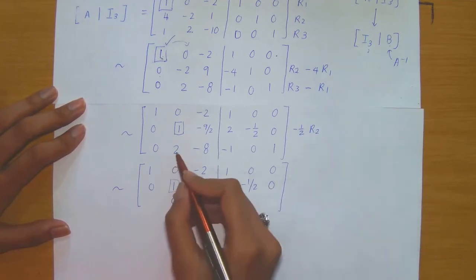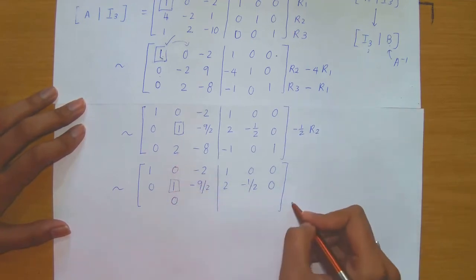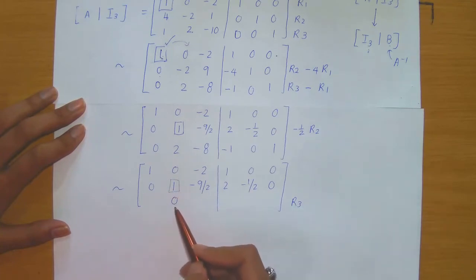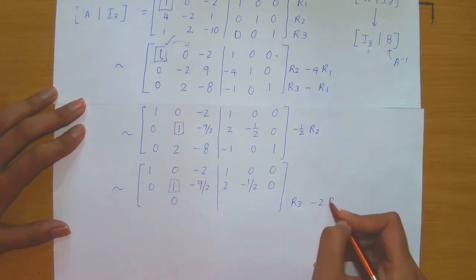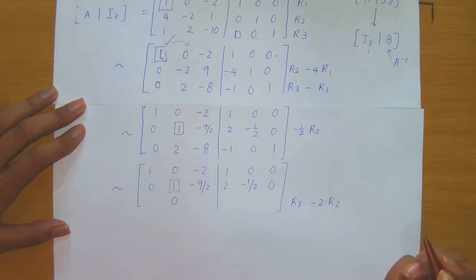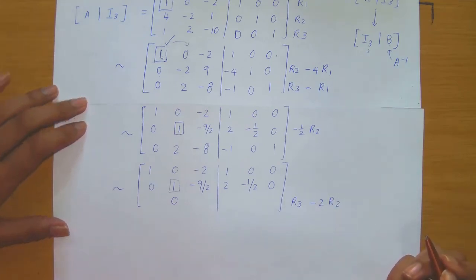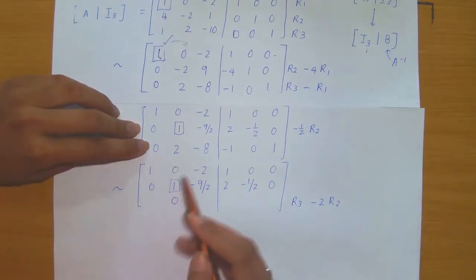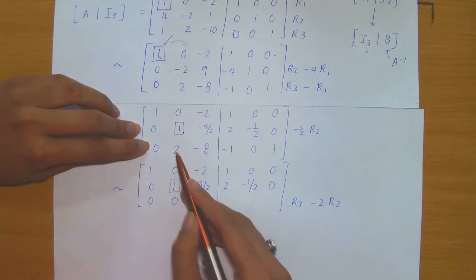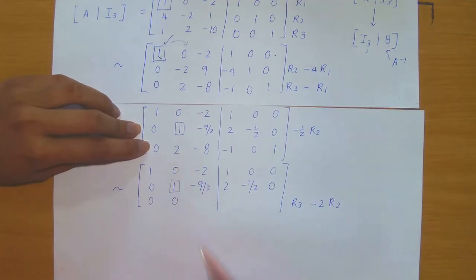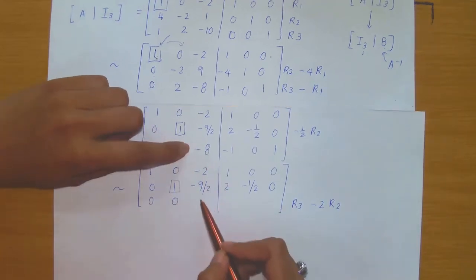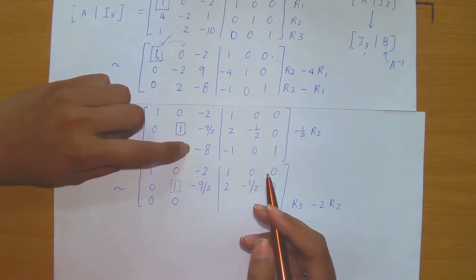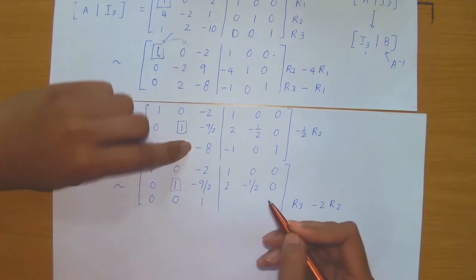So that 2, which needs to become a 0, is in row 3. So what multiple of the row containing the pivot needs to be added to it? I need minus 2 times row 2 to be added to that. Right, and let's do the calculation. I need 0 being added to minus 2 times 0, which is 0. 2 being added to minus 2 times 1 gives me the desired 0. Minus 8 being added to minus 2 times minus 9 over 2. If you do that, you would get a value of 1.